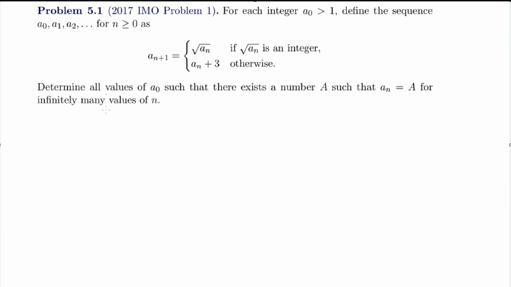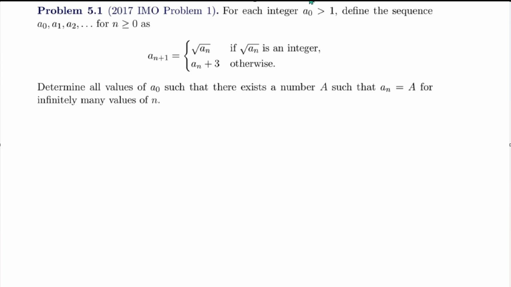And we want to determine all values of a0 such that there exists a number A for which this is true infinitely often. If this is true infinitely often, then we're just going to get stuck in a cycle. So the problem is asking whether we're going to get stuck in a cycle at any point. Let's see if we can prove for which values of a0 we get stuck in a cycle. Now let's go ahead and try out the small cases.